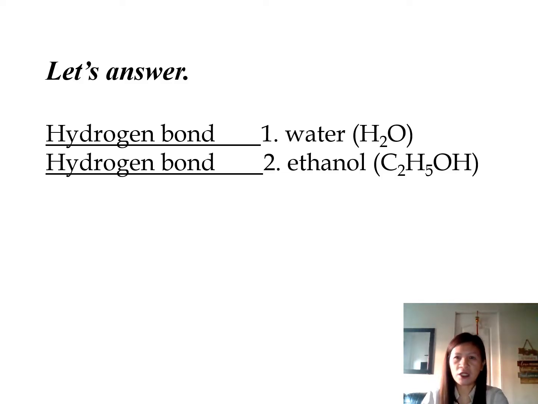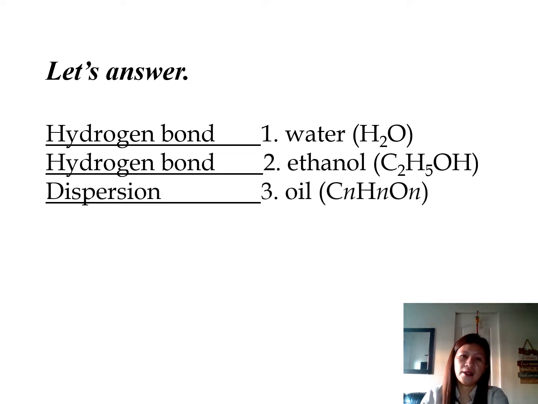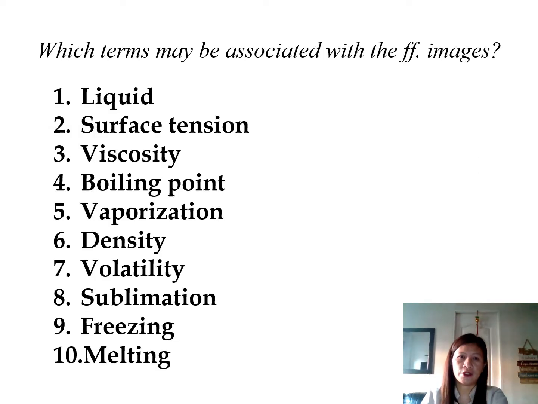Ethanol also has oxygen in the molecule. So it also is possible to form a hydrogen bond between oxygen of one molecule of ethanol and hydrogen of another molecule of ethanol. So this is another hydrogen bonding or hydrogen bond. And another, oil, with the general formula CnHnOn. This is a nonpolar molecule and therefore dispersion. So again, it depends on the type of molecule, whether polar or nonpolar. You can tell or identify the type of intermolecular force.